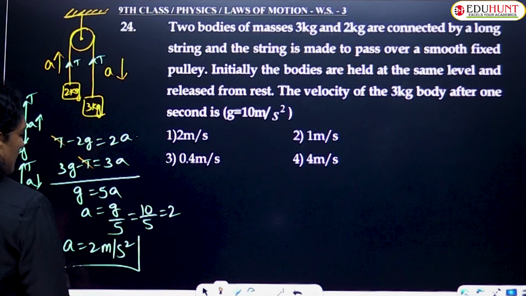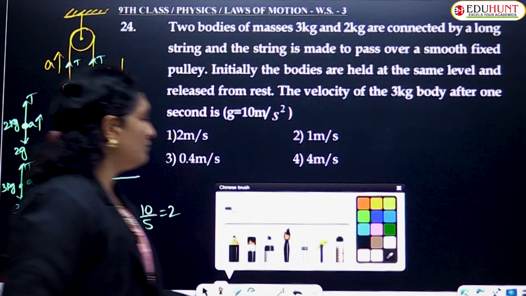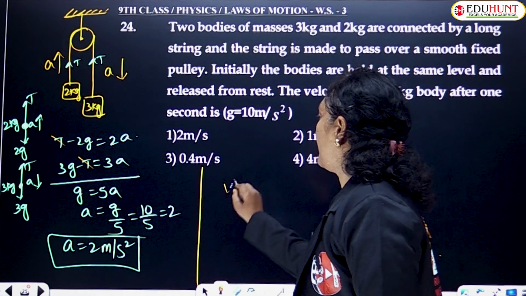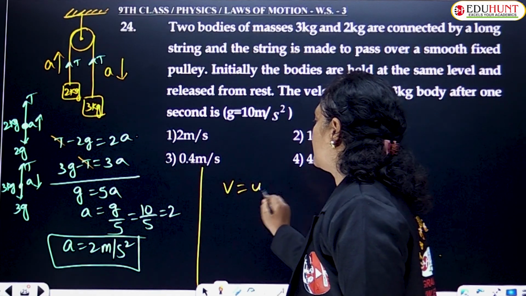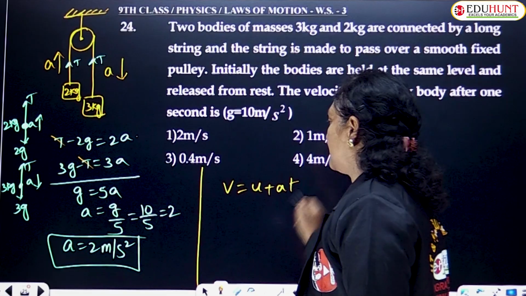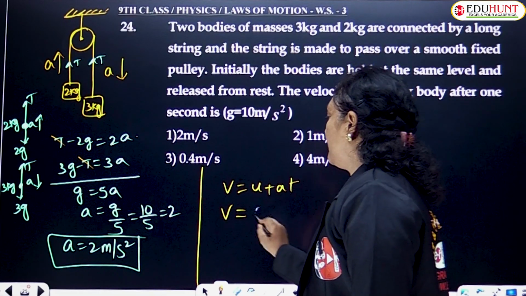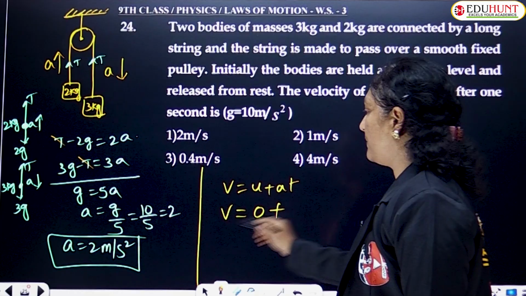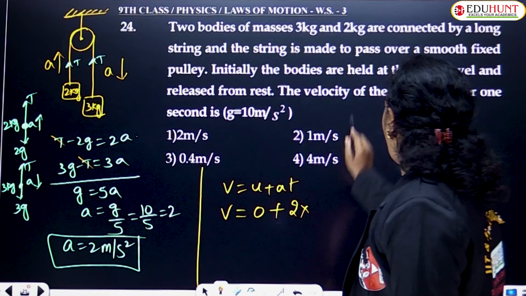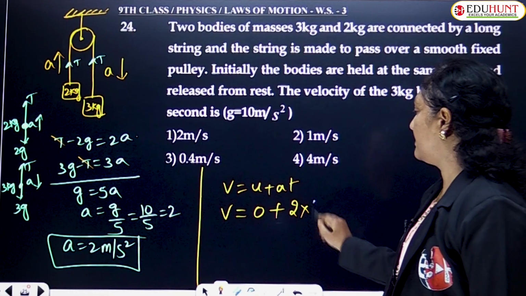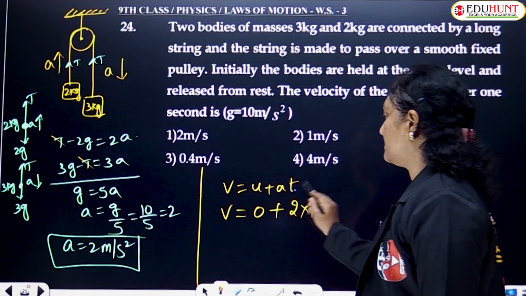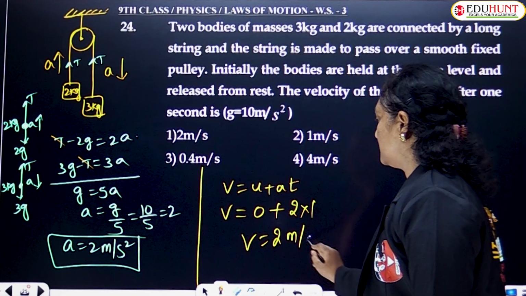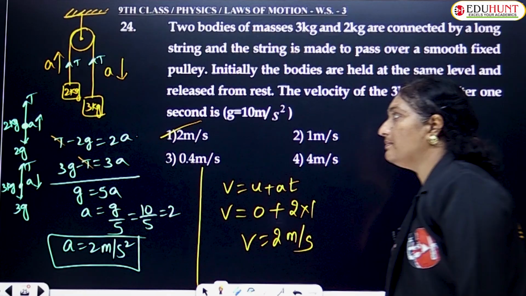But as you are asked to find the velocity, the value of velocity can be found using the kinematics equation. First equation, v equals u plus at, because the body starts from rest. Initially it starts from rest, so 0 plus acceleration 2, and time is given as 1 second. So v equals 2 meter per second, and option 1 must be true.